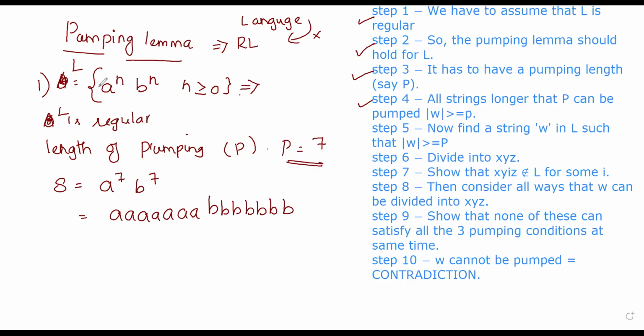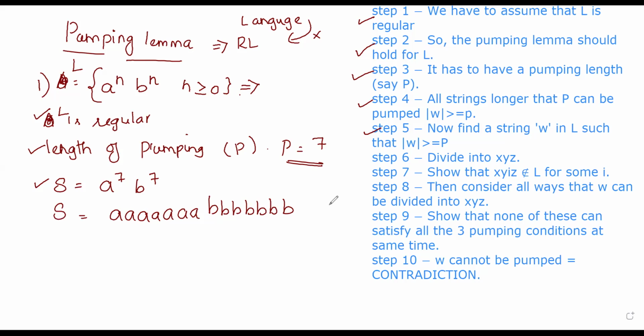Then for that 7, I have generated a string for this particular language. So this is the first step, this is the second step, this is the third step and the fourth step. Now we have done 4 steps, and now we have done 5 steps. The sixth step is to divide this string into xyz. Now this string s is divided into xyz.